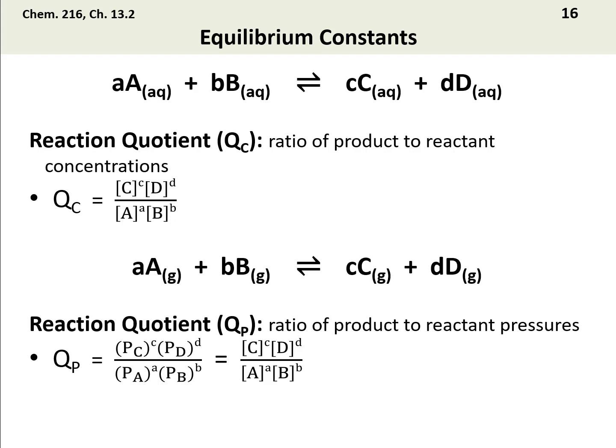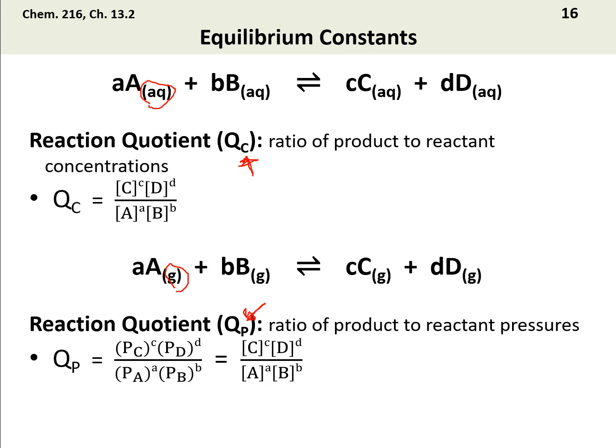Q is called the reaction quotient. Now we can talk about Q in two ways. We can either use concentrations or we can use pressures. If we use concentrations, we call it QC. If we use pressures, we call it QP. So like we'd use pressure for gases, we'd use concentration for aqueous.